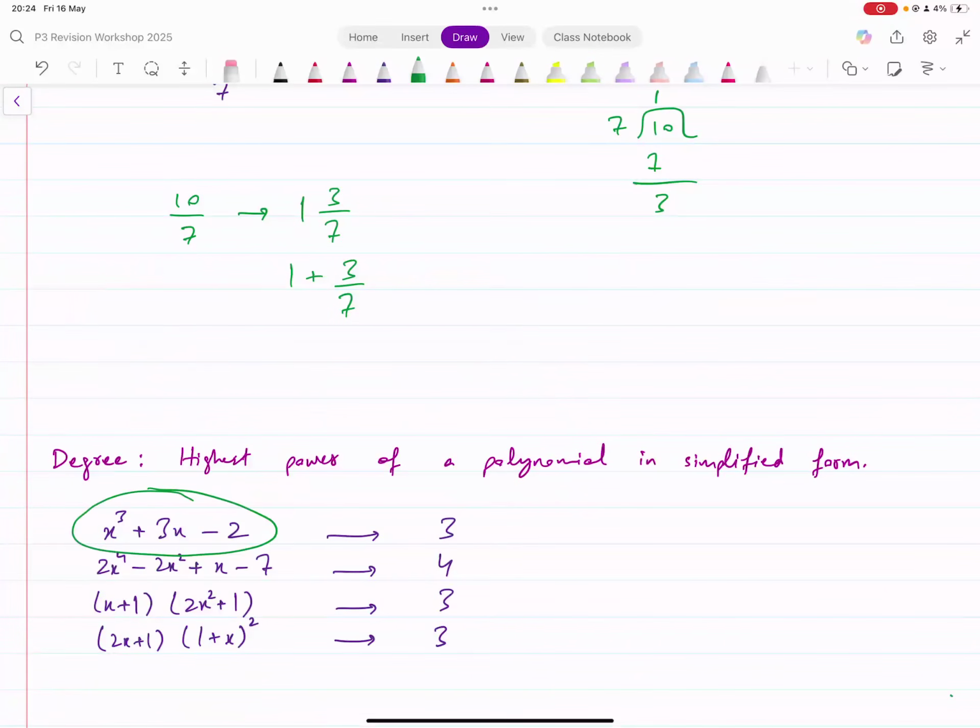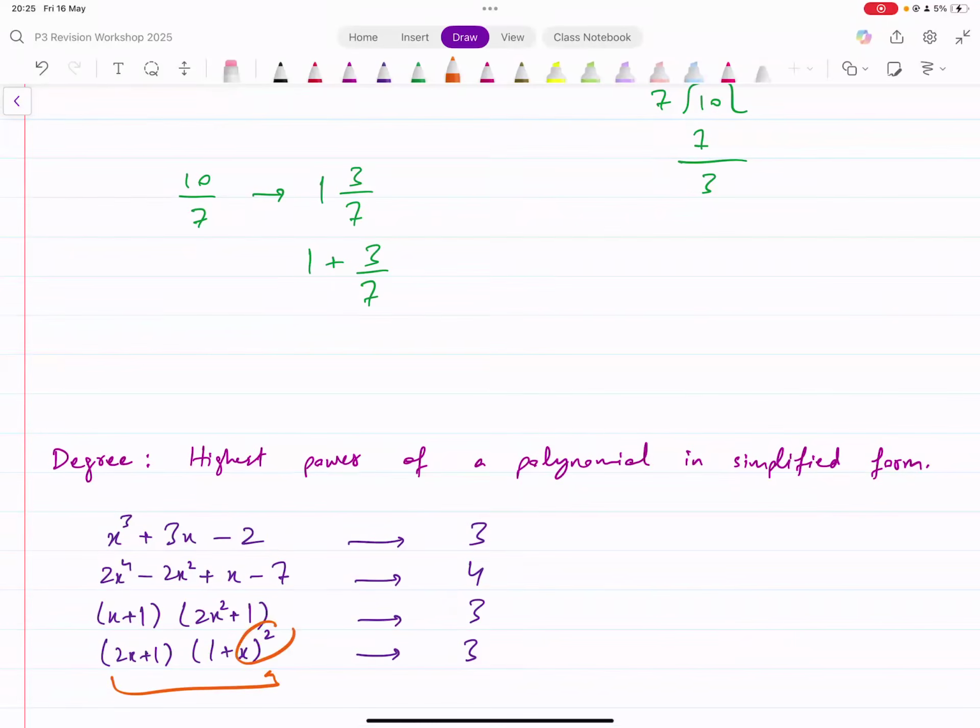For example, this polynomial, its highest power is 3. We say the degree is 3. This polynomial, what's the highest power? X into 2x squared. The highest power would be what we get after multiplication of x and 2x squared. In simplified form, the highest power is 3. We say that's the degree. Similarly here as well, what's the highest power in simplified form? If we were to expand this, we would have an x squared from this. We'll have an x here. We multiply them, we get x cubed. So the degree of this polynomial is 3, right? That's how we find the degree. Highest power in simplified form.